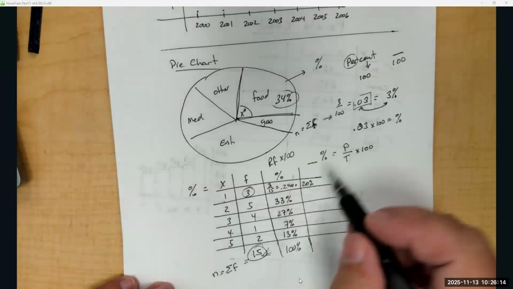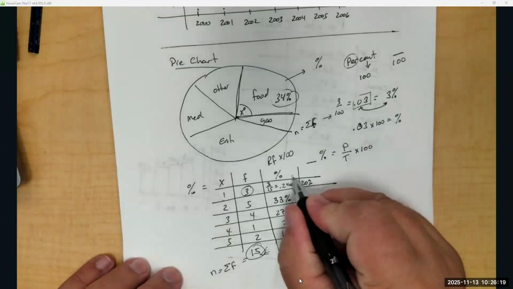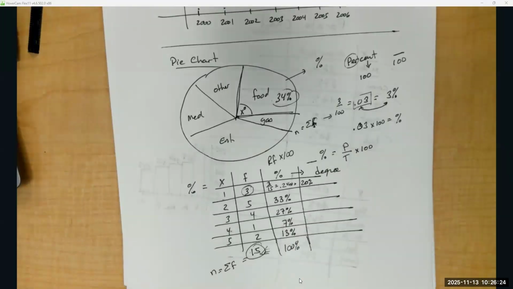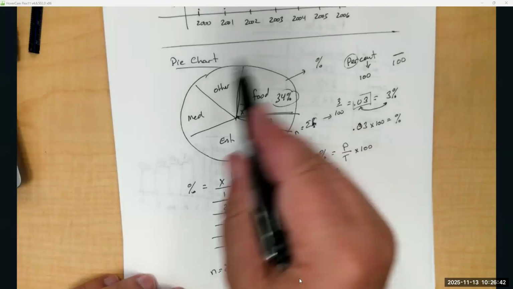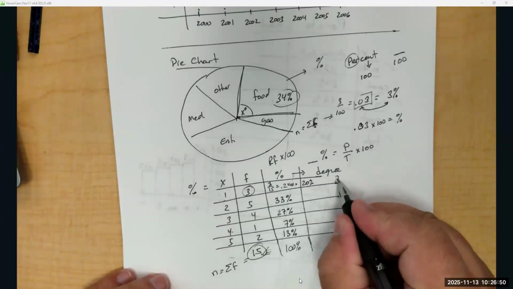So we know that for the first one, it constitutes 20% of the data. So how do we go from percent to degree? It's a percent of what? It's a percent of the circle. How big is a circle? 360 degrees.